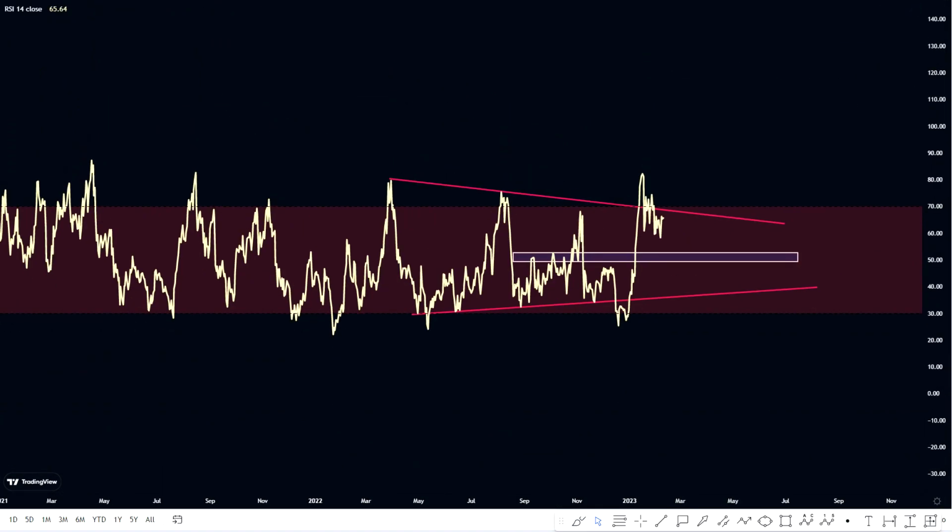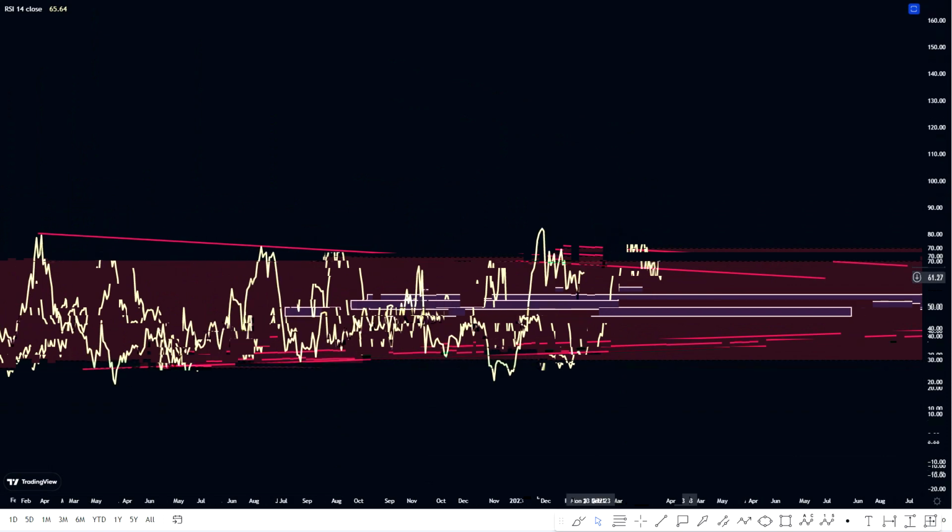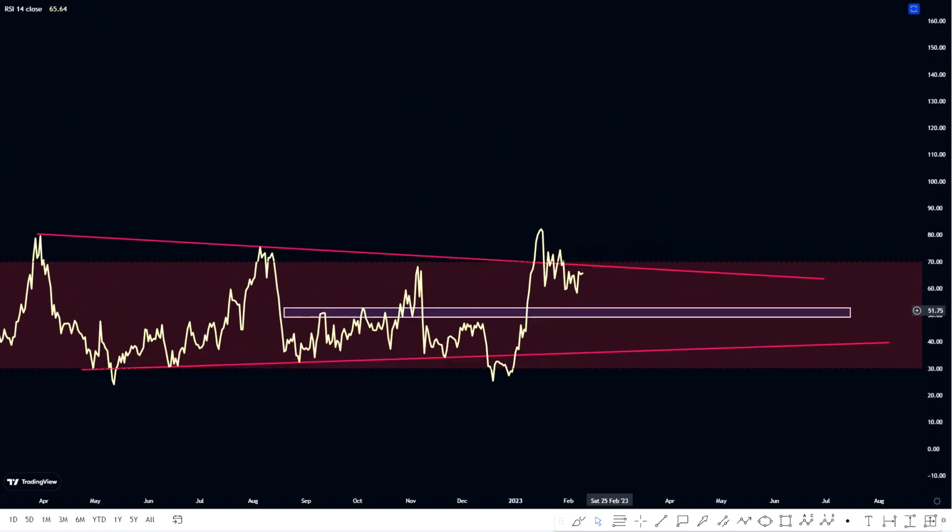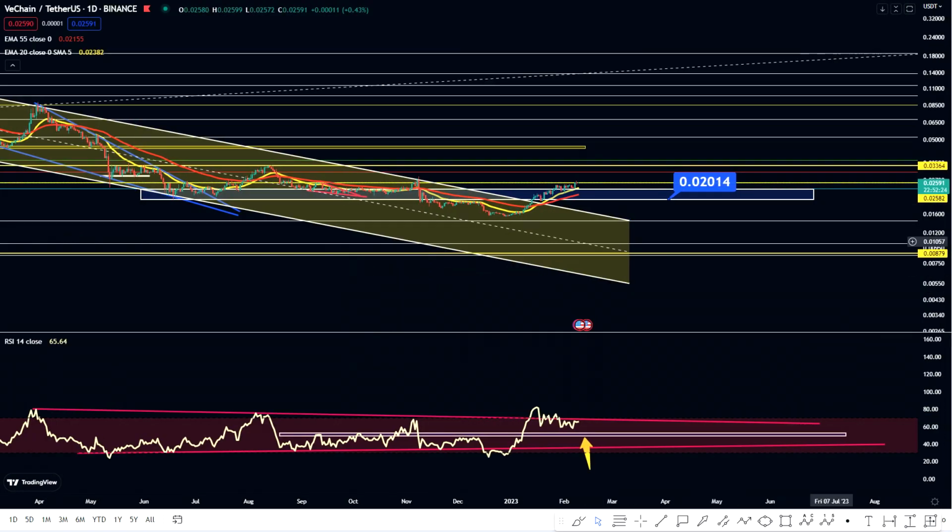Now, the daily RSI here is looking like we're about to hit this purple support block. That's going to be something we should be keeping our eyes on, as we have retested that multiple times as resistance and as support. And now we broke above it in January, and we are yet to see a pullback and a retest. So hopefully that's what's going to happen here.